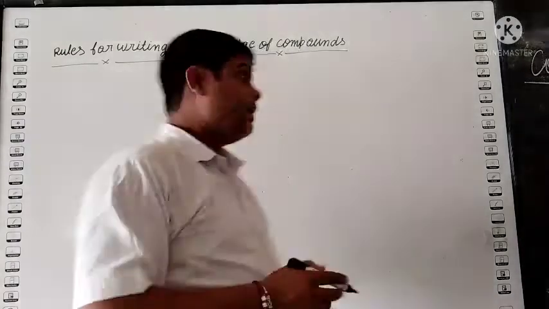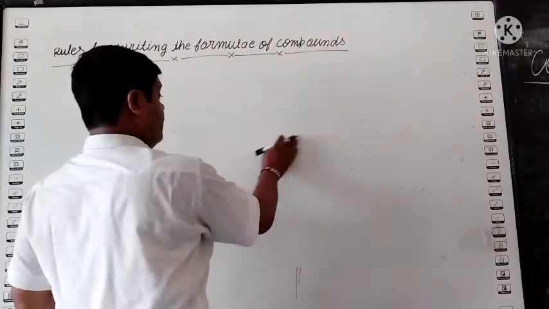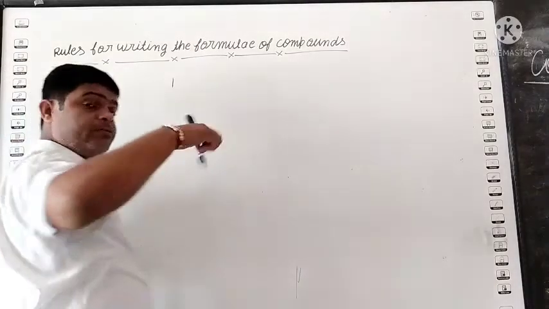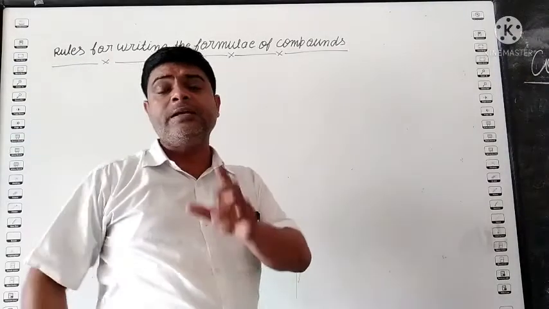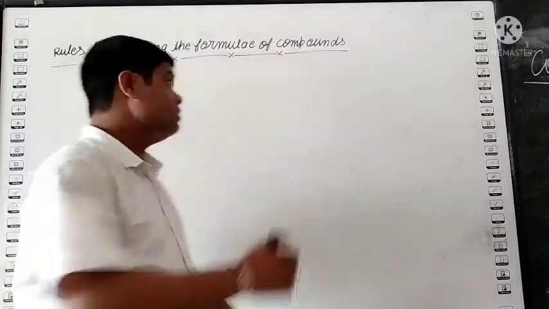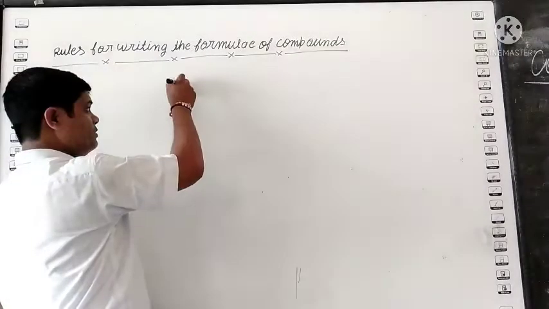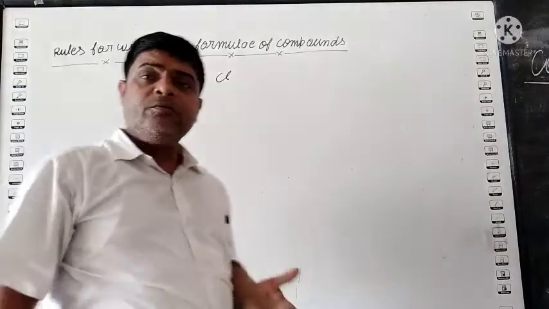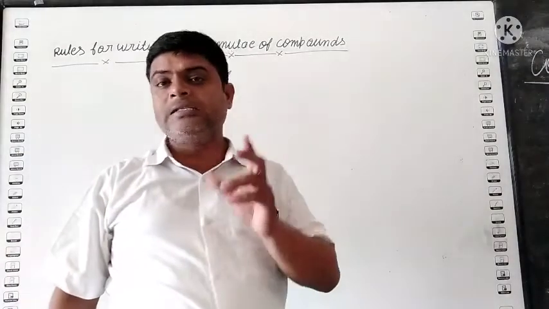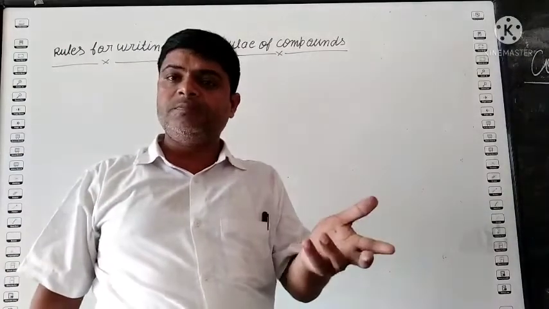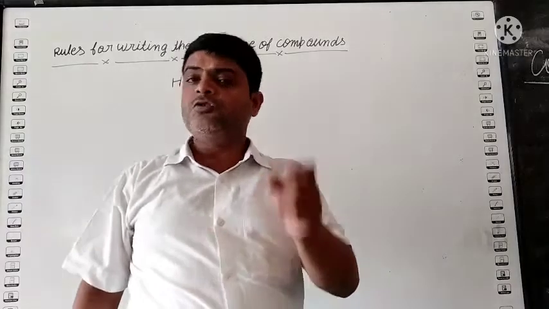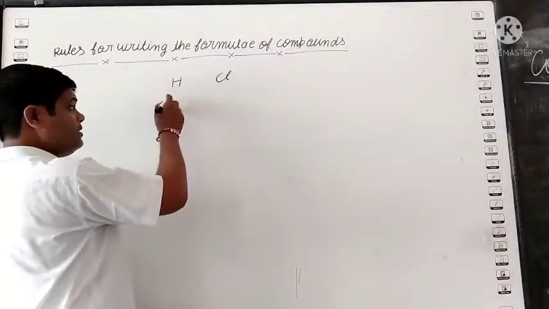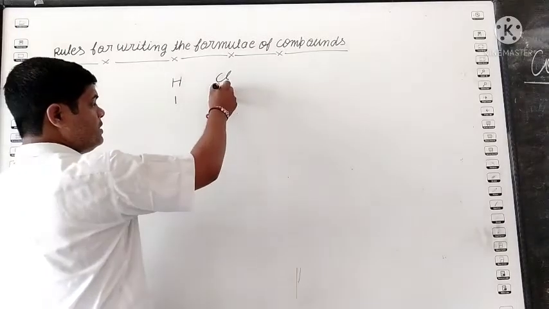Suppose, students, hydrogen chloride. By the name hydrogen chloride, we easily get that it contains two things, hydrogen and chlorine. So students, first you write the symbol of hydrogen, second chlorine. After that, we write the valency or charge. You know each and every element contains a positive or negative charge. So you write the valency or charge. See, hydrogen valency 1 and chlorine valency 1.